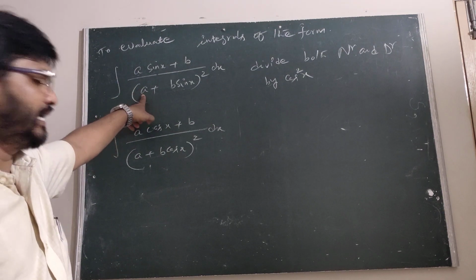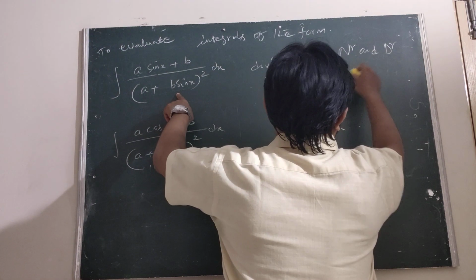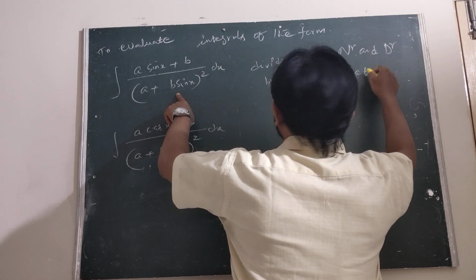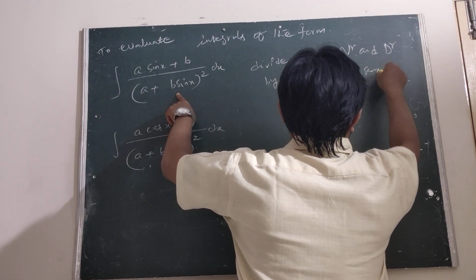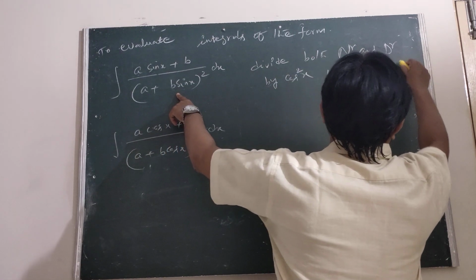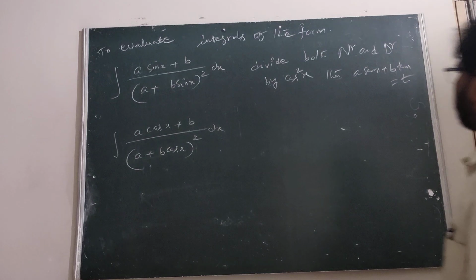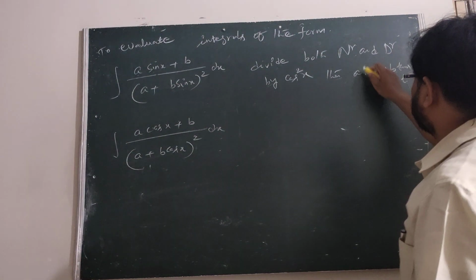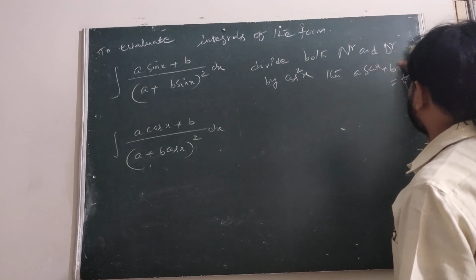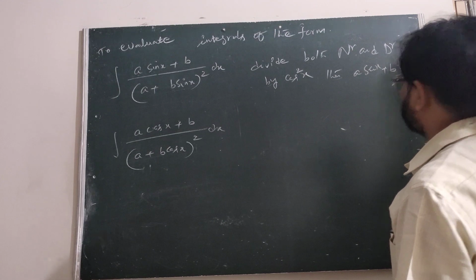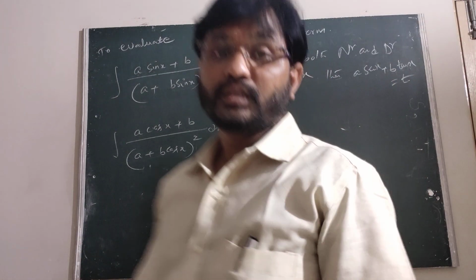a secant x plus b tan x. Then next, after taking a tan x, a secant x plus b tan x equal to t. Then we are taking a secant x, b into tan x, to be taken as some t.